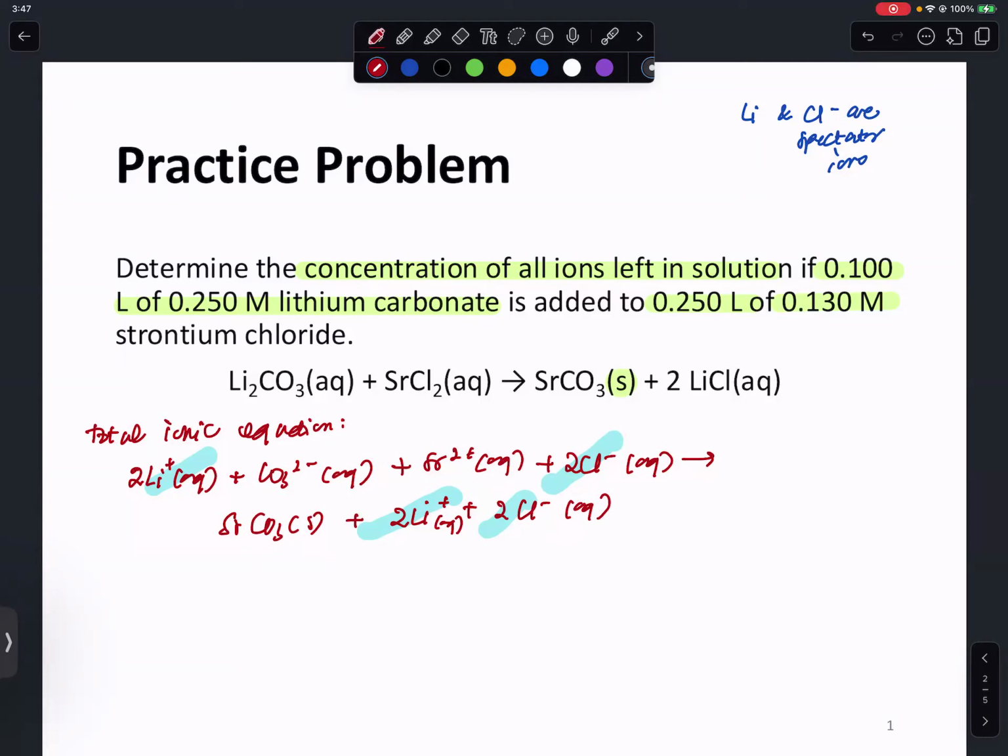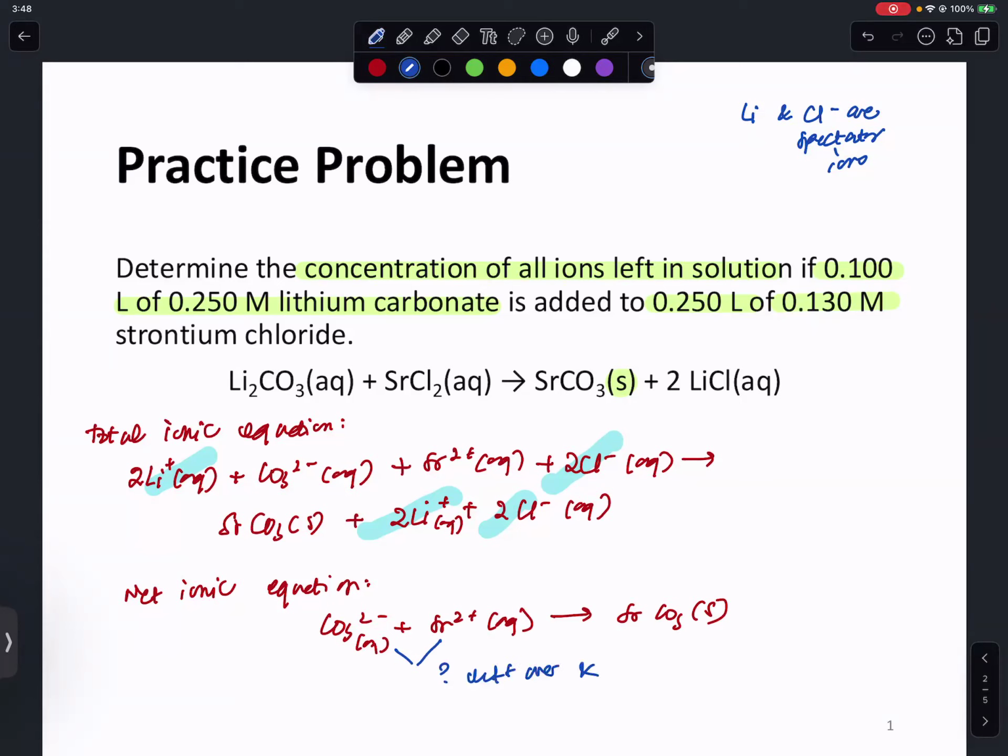So this is the net ionic equation: we have carbonate plus strontium ions will give me 1 mole of strontium carbonate solid. Now we need to determine which one of these will be left over and which one will be limiting.